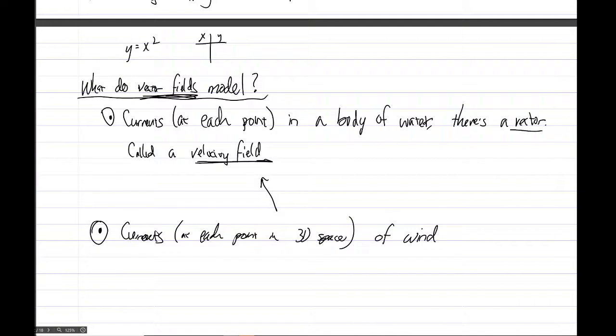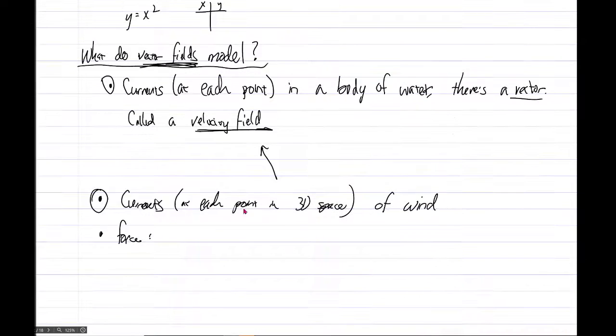Okay, let's look at a couple other examples. As a third example, what about force? You might have a situation where at each point in 2D space or at each point in 3D space, there's a different force, and force is a vector, so there's a different force at each location, and this would be called a force field. And a force is really just, informally, a push.